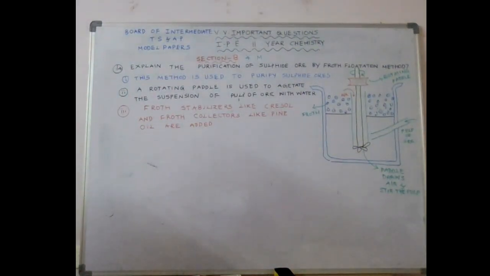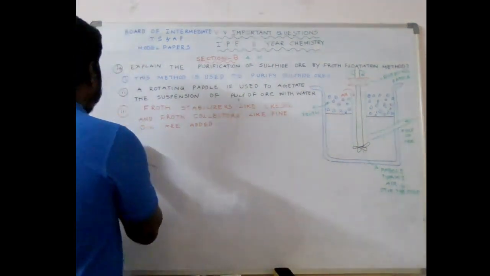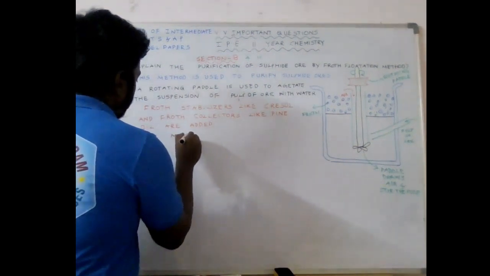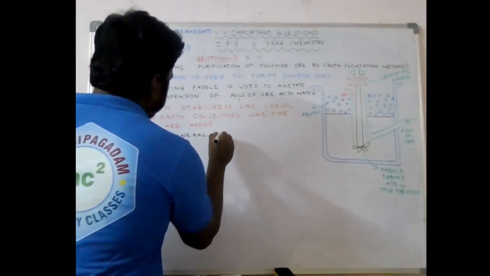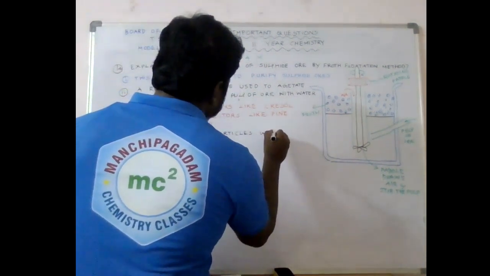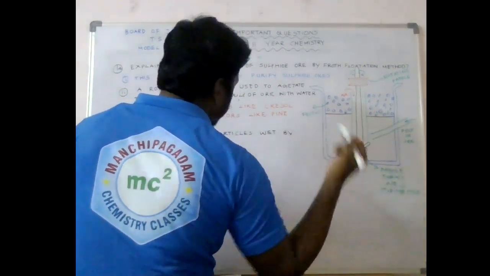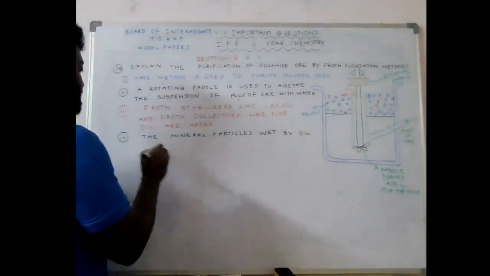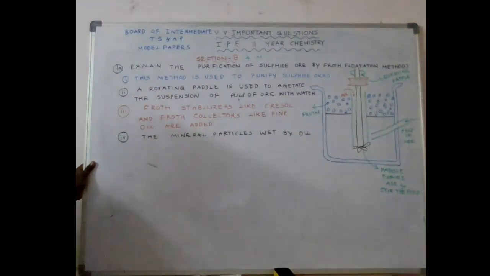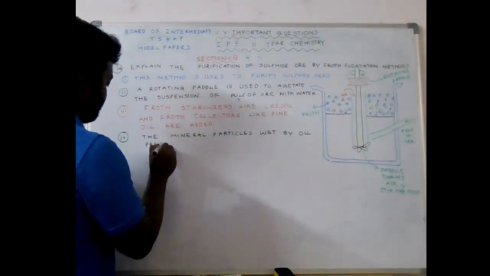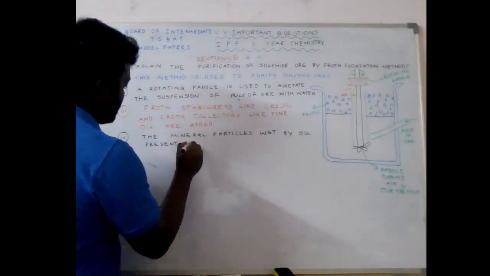So you can write that the mineral particles wet by oil are present in the froth. The gangue particles are wet by water, not oil. The mineral particles wet by oil, those are present in the froth, right?